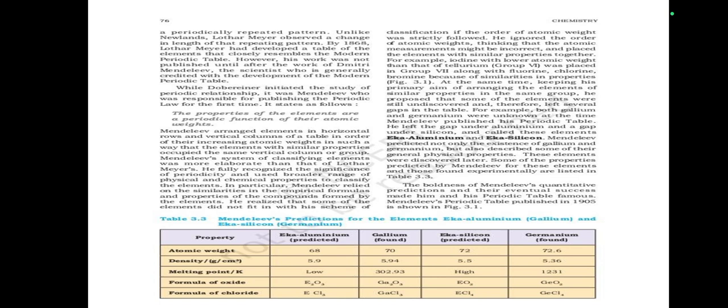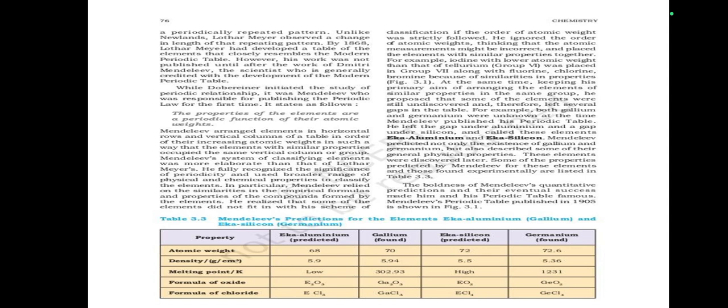By 1868, Lothar Meyer had developed a table of the elements that closely resembles the modern periodic table. However, his work was not published until after the work of Dmitri Mendeleev, a scientist who is generally credited with the development of the modern periodic table.